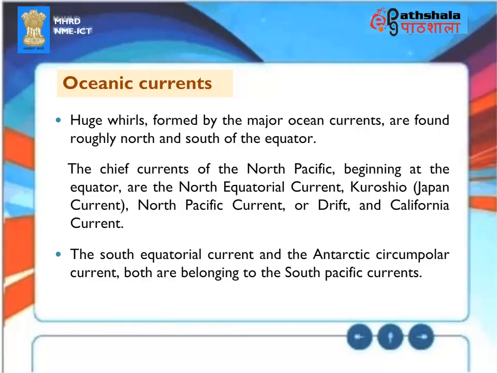Oceanic currents. Huge whirls formed by the major ocean currents are found roughly north and south of the equator. The chief currents of the North Pacific, beginning at the equator, are the North Equatorial Current, Kuroshio Japan Current, North Pacific Current or Drift, and California Current. The South Equatorial Current and the Antarctic Circumpolar Current both belong to the South Pacific Currents.